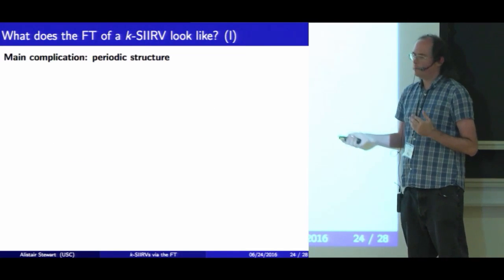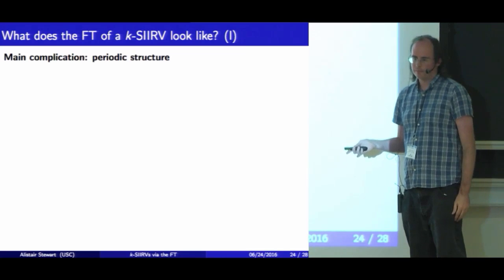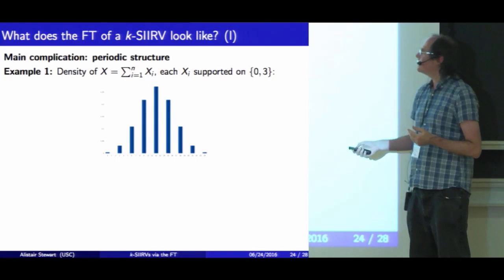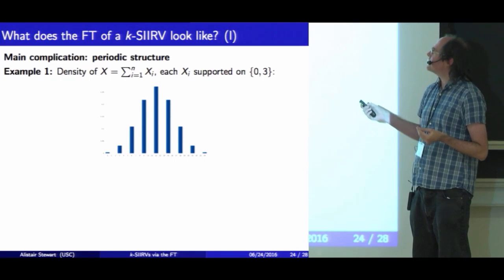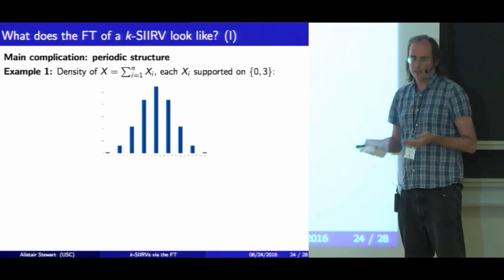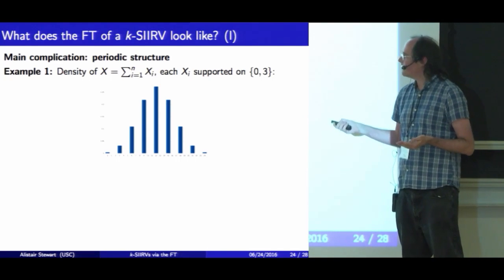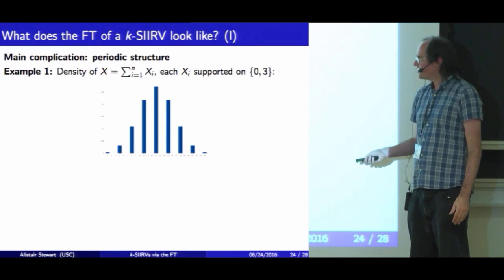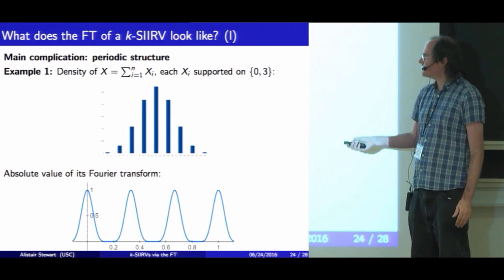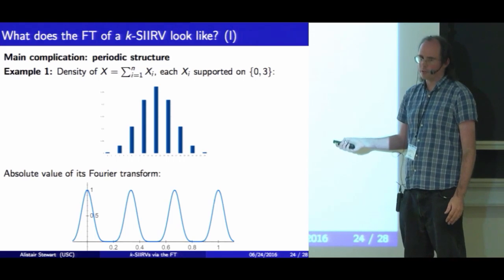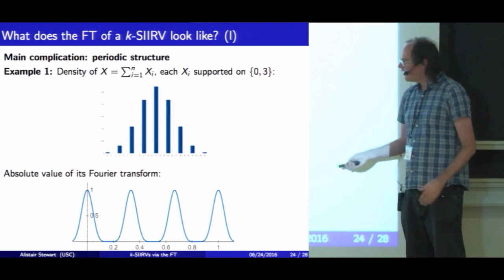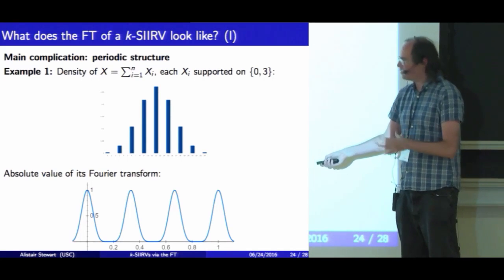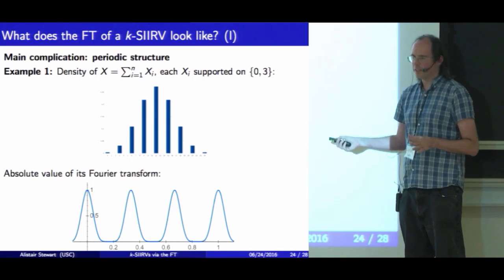K-SIIRVs are a bit more complicated because they can have a periodic structure. A simple example: if the individual random variables are only supported on integers divisible by 3, then so will the K-SIIRV. It has gaps, and when this shows up in the Fourier transform, instead of repeating every 1, because the thing is only supported on multiples of 3, we repeat every third. And so the Fourier transform is large at places that are far from 0. This is a bit of an artificial example.